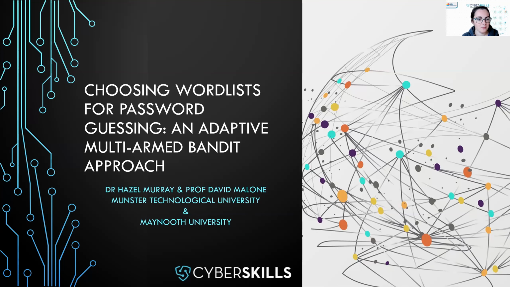My name is Hazel Murray, and I'm going to present myself and David Malone's paper called Choosing Word Lists for Password Guessing: An Adaptive Multi-Armed Bandit Approach.